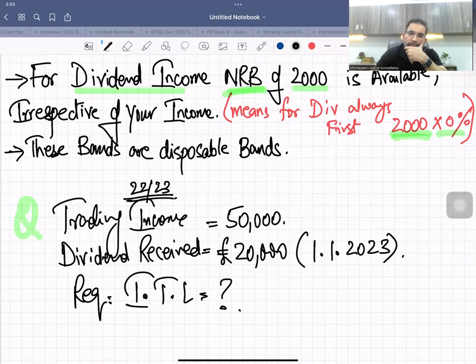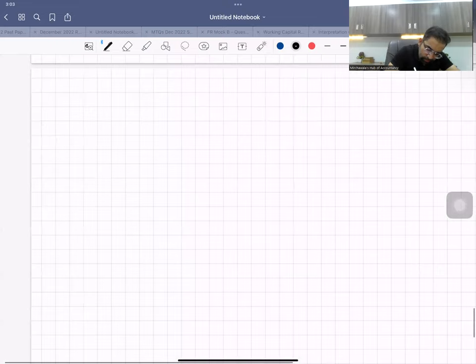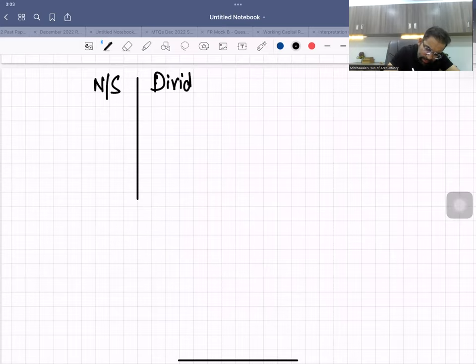Let's start this question. Now we have two incomes. We have one trading income, which is non-saving, and we have one dividend received. Okay, now let's start. Now we'll do it in column form. The first column is non-saving. The second column is dividend. Very simple. Just look at it.